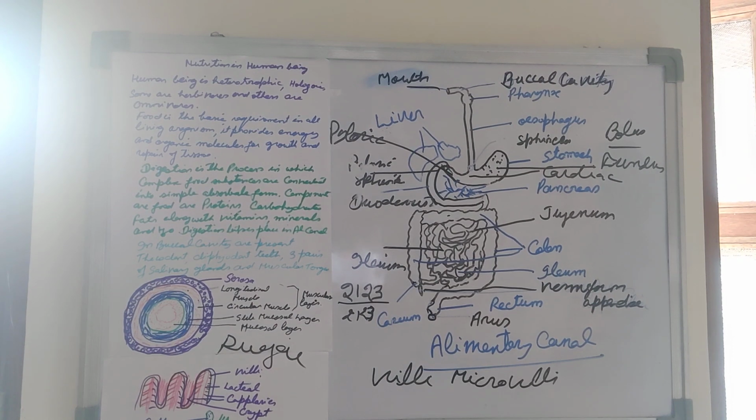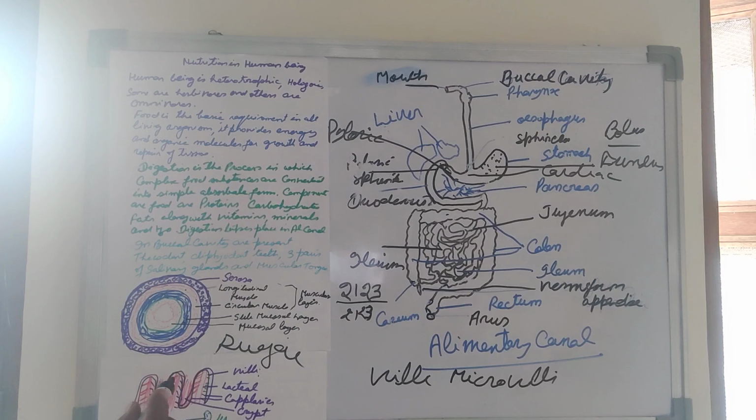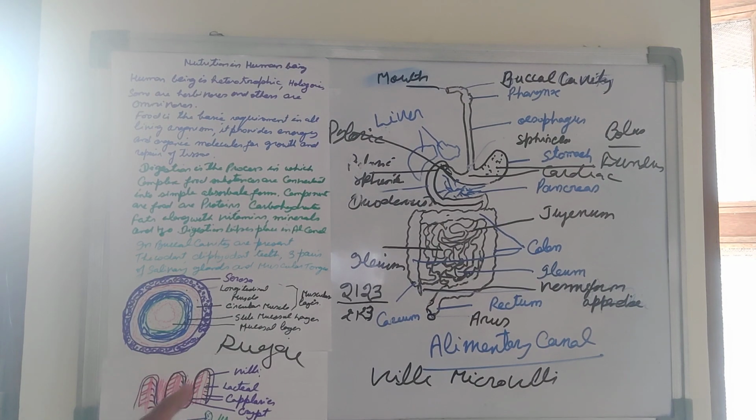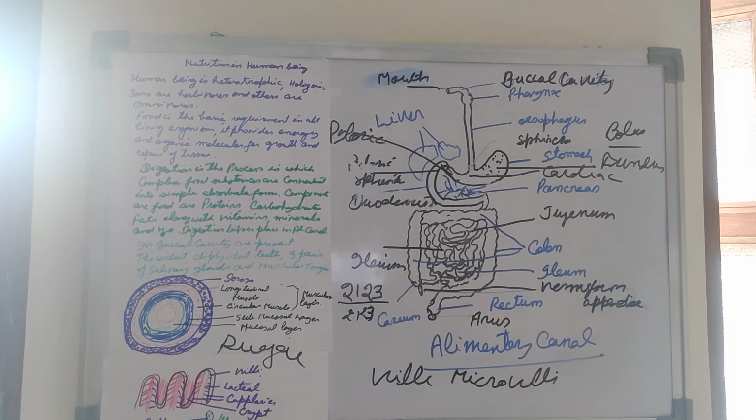Then what are these villi? Villi, I told you, are finger-like projections of the innermost layer, the mucosal layer. They have a large vessel in the center, the lacteal, a lymph vessel, and many capillaries, branches of veins or arteries, on either side. So villi are supplied with a lacteal, lymph vessel, as well as blood capillaries.